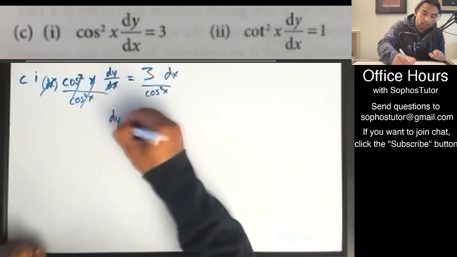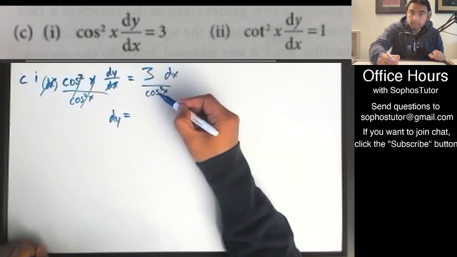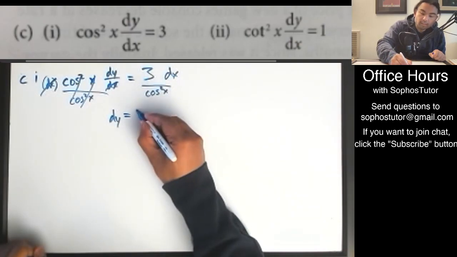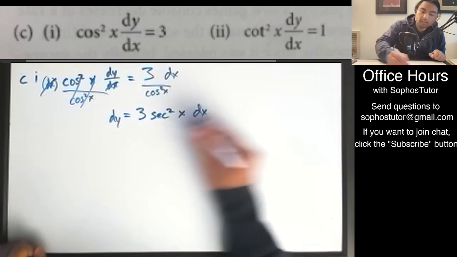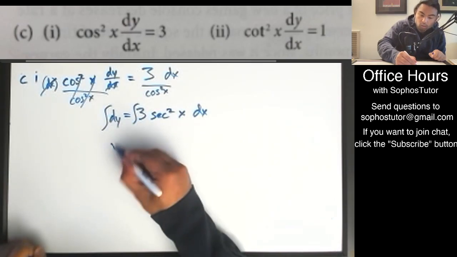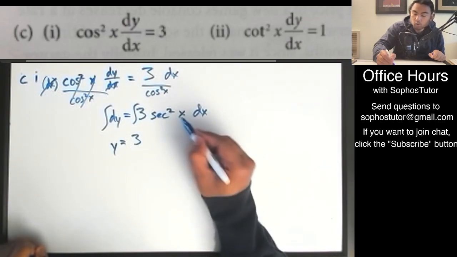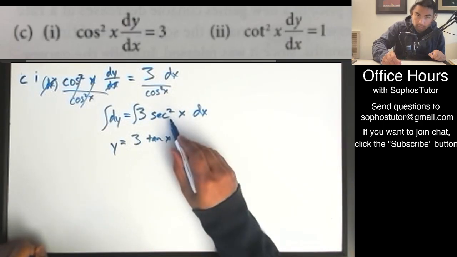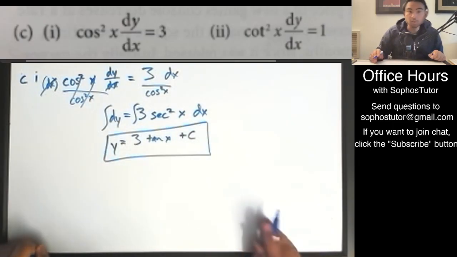So we're going to get dy is equal to, now the reciprocal of cosine is secant. So 3 over cosine squared of x is actually the same as 3 secant squared of x dx. Now we can integrate both sides. Again, the integral of dy is just y. And we have to remember that the integral of secant squared of x is tangent x. If we recall, the derivative of tangent x is equal to secant squared of x. That's our general solution.